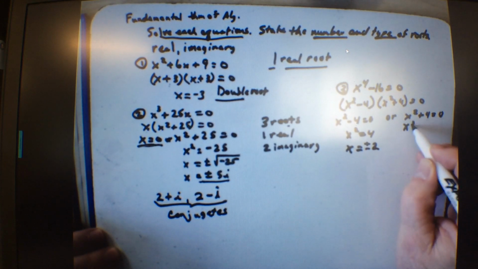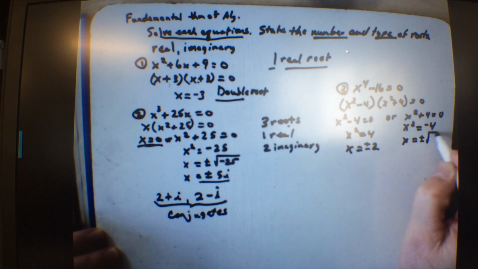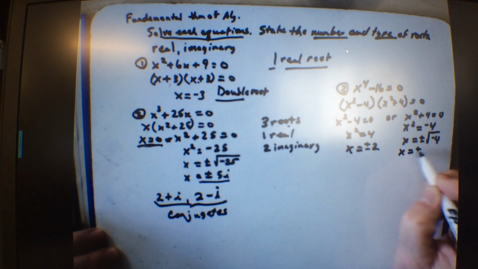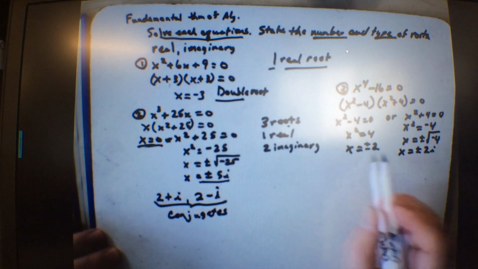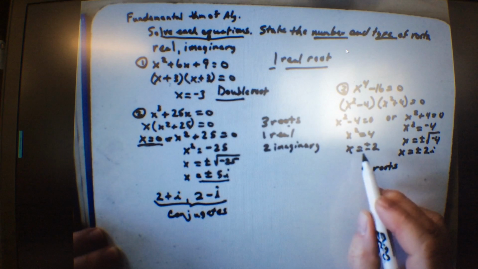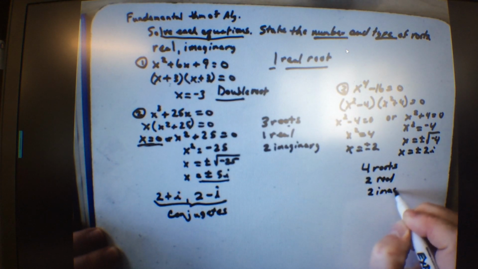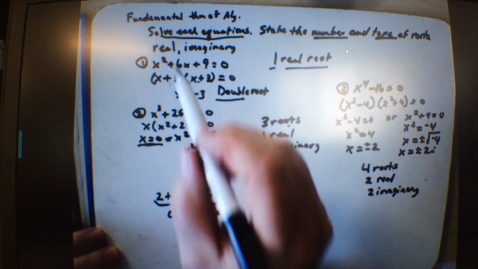If I do it on this side, x squared equals a negative 4. Now I get x equals plus or minus the square root of a negative 4. So x equals plus or minus 2i. Does everybody see where I got that? So basically I have 4 roots. 2 are real and 2 are imaginary. Questions?